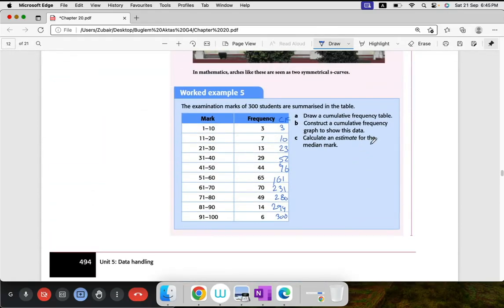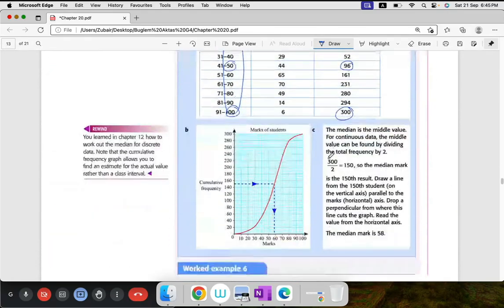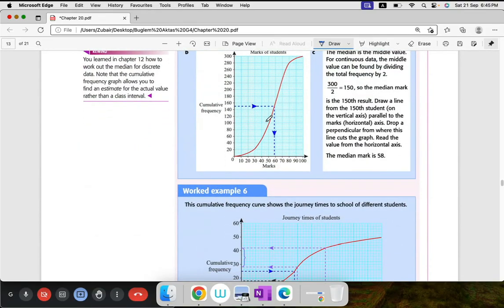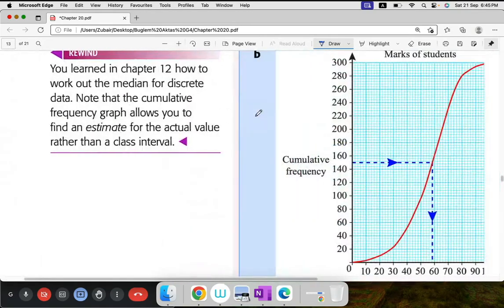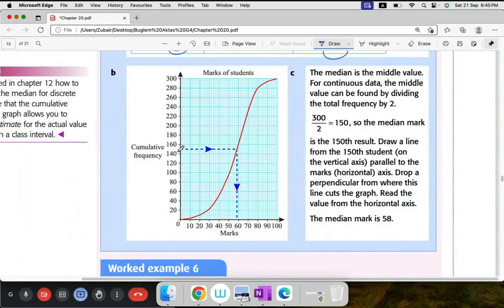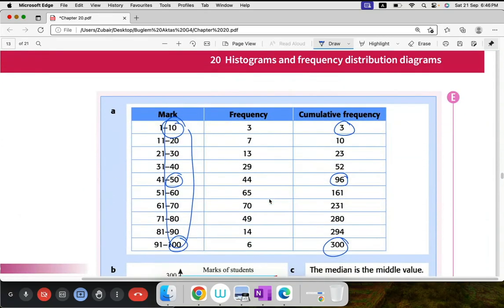And calculate the estimate of the median mark. That is very easy from the graph. These are total 300, and the median would be just the midpoint, which is 150. You use the graph and you go there and you get the exact median mark wherever it intersects. Whereas if we had done it from this table, we would not get the median mark, but we would get the median group, the median class.